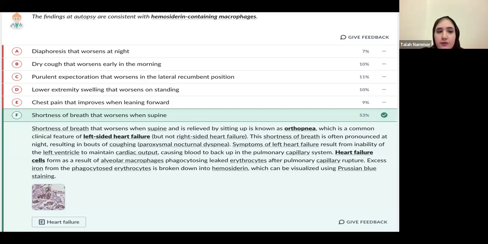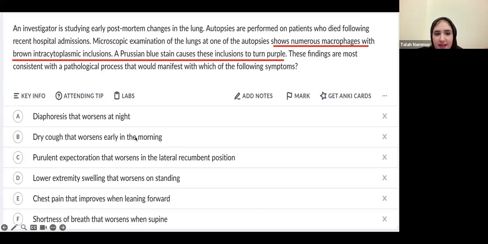Okay? So if we have heart failure, now let's approach these things knowing that we have heart failure. Will we have diaphoresis that worsens at night? No, because it will be all the time. Will we have dry cough that worsens early in the morning? We might have a dry cough, but it's not going to become worse in the morning. So it doesn't have to do with that. Purulent expectoration? No. Lower extremity swelling that worsens on standing? No. On the contrary, the problem is not from the right side. The problem is from the left side. It's not going to cause that.